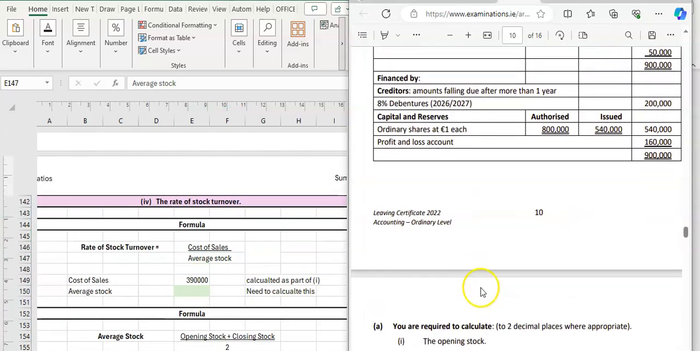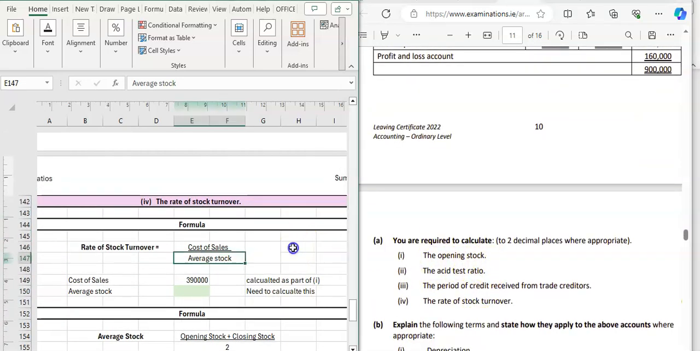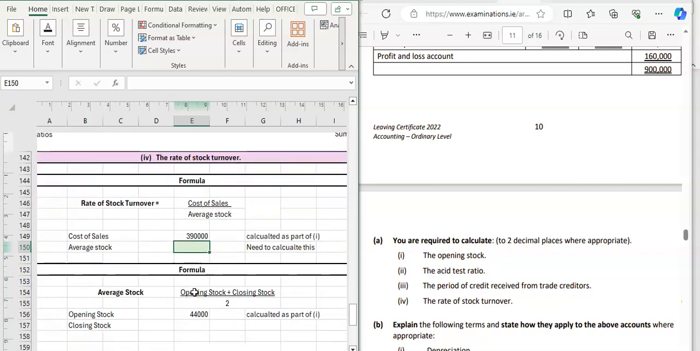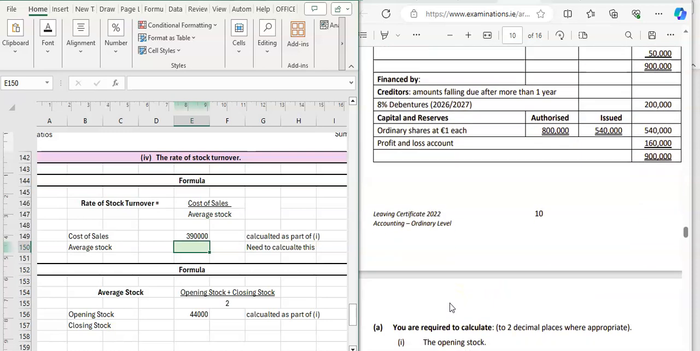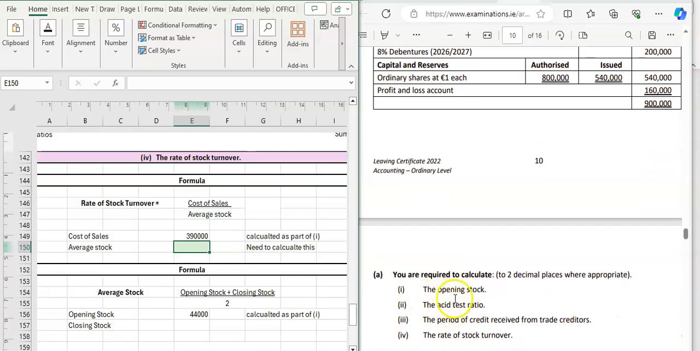So as part of one, your ratio was the opening stock figure. And you have to calculate the ratio or the figure for your closing stock was 390,000. Your average stock then, we need to calculate that. So your average stock is your opening stock plus your closing stock divided by 2. So our opening stock, we would have calculated that as part of 1 again. So that's going to be 44,000.